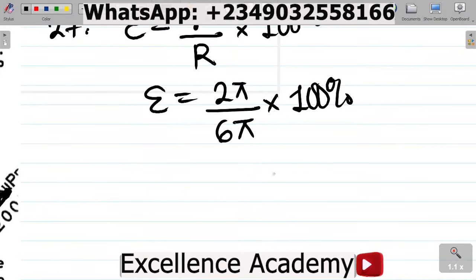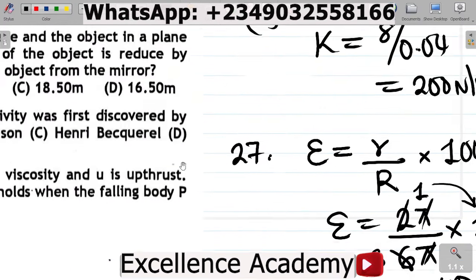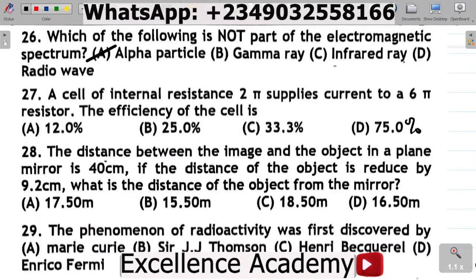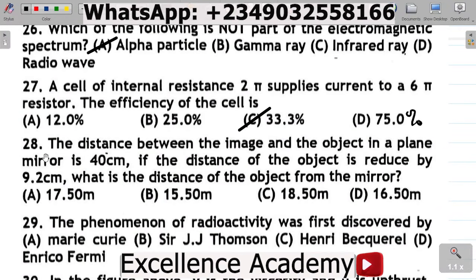Working on this, the unit cancels, 2 here, 1, 2 here, 3. So I'm having 1 over 3 times 100. So 1 times 100% gives you 100 all over 3%. 100 over 3 gives you 33.33333%. So my answer here is 33.3%. Let's see which option is that. That's option C, 33.3%.